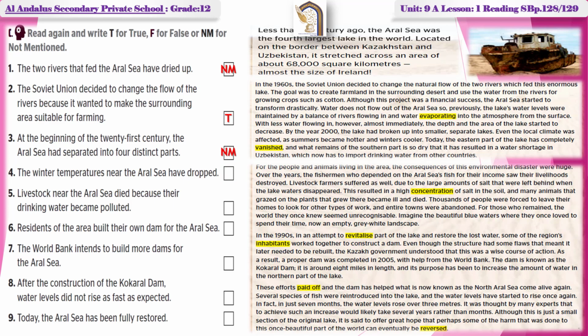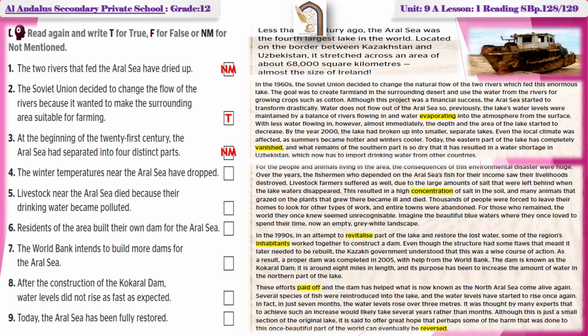Now we can refer to the text to check our answer. In the first paragraph, 4th line from the bottom, the text says, by the year 2000, the lake had broken up into smaller separate lakes. So, the author mentions that the lake had broken into smaller separate lakes, but he doesn't give the number, how many lakes they have become. So this is not mentioned.